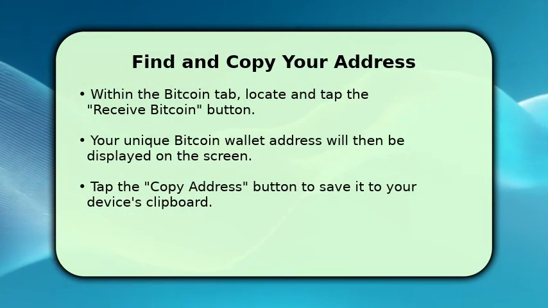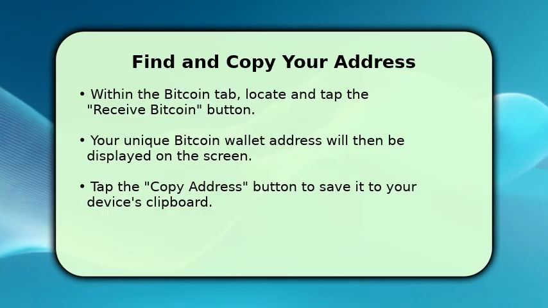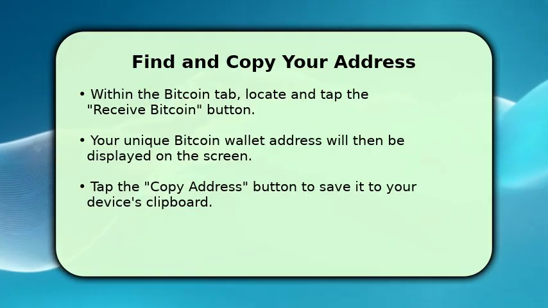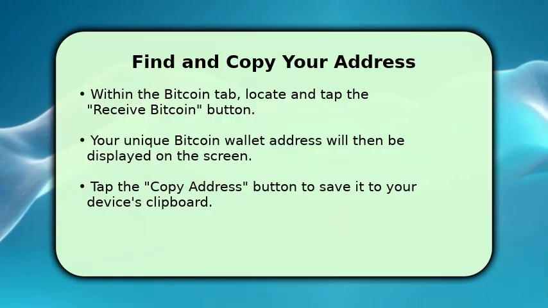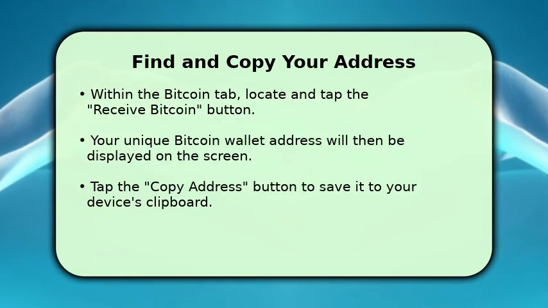Now that you're in the Bitcoin section, you'll see an option to receive Bitcoin. Tap on this button. Immediately, your unique Bitcoin wallet address will appear on your screen. This address is a long string of letters and numbers, typically 34 characters long, and it's specific to your Cash App account. To use it, simply tap the Copy Address button. This action saves the address to your clipboard, ready for you to paste it wherever needed.